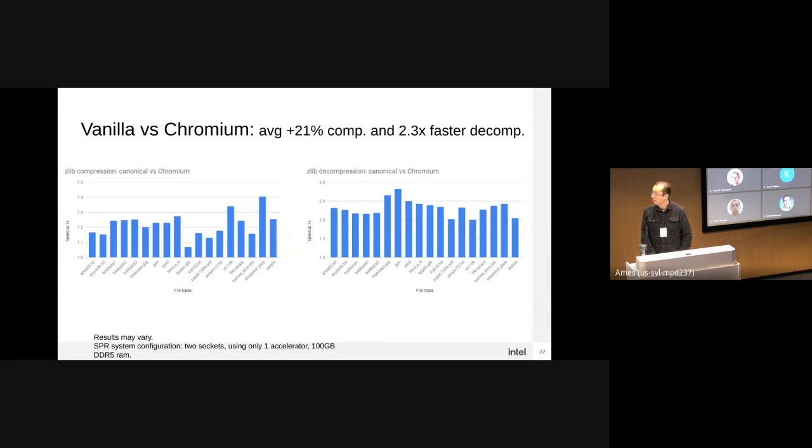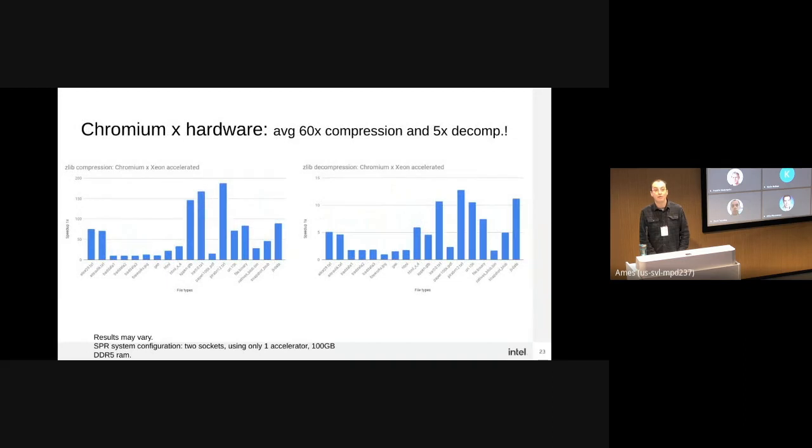Right. So what would the numbers be when we leverage the accelerators on Xeon processors? These are the numbers. I'm not sure if you can see, but for some files we are almost 200 times faster for compression. For decompression, the average is about 5 times, but we have to remember that Chromium zlib is already 3 times faster. So that would be 15 or 16 times faster than vanilla zlib.